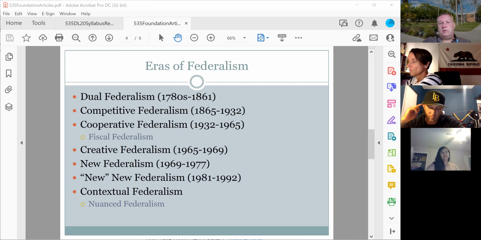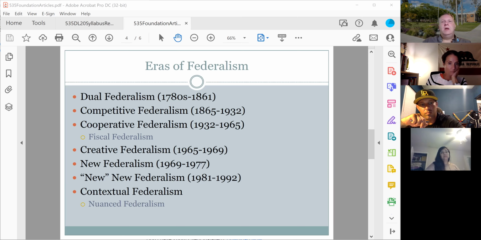Runs through the Reagan administration, runs through George H.W. Bush administration up to 1992. Once we had the advent of the Clinton-Gore administration and subsequent administrations, I like to say that the era of federalism we're currently in is what I call contextual federalism. In that, as I presented before the break, federalism and contextual federalism is not so much defined by ideology as it is by issue. So it depends upon the issue. And you all know me, I love the answer, it depends. Well, it depends upon the issue.